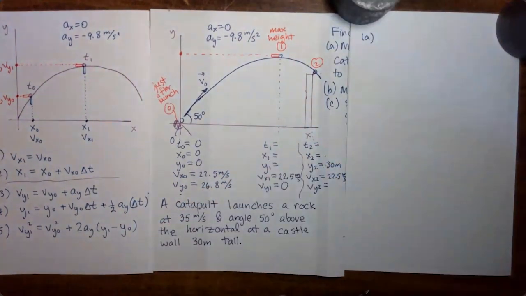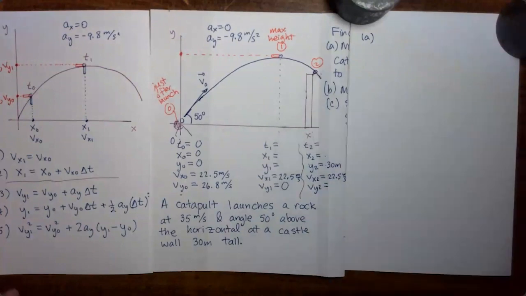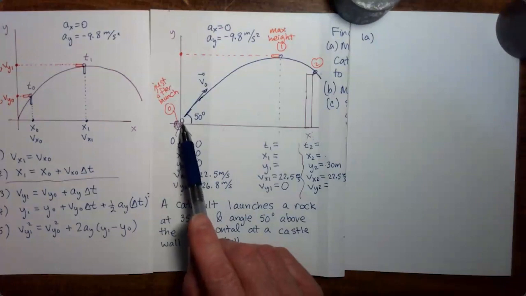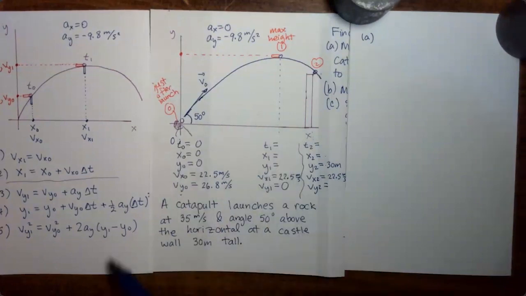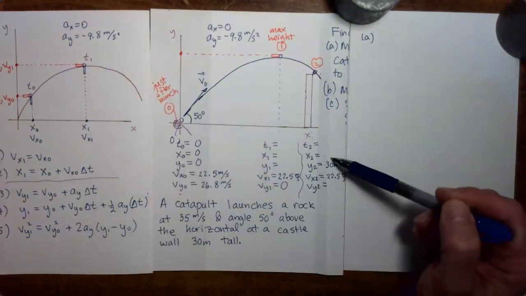Okay, so here we go. This is going to be a three-step process. First, we're going to use equation 5 to get the velocity of the rock as it goes over. Then we're going to use equation 3 to get the time from moment 0 to moment 2. Then we can use equation 2 to get the x coordinate here at the wall.